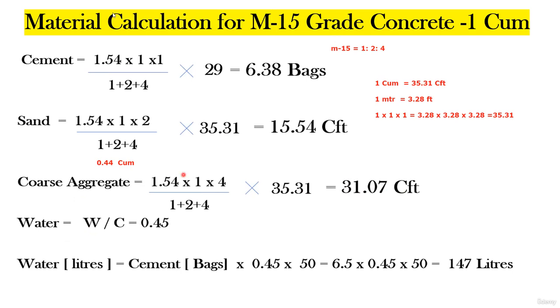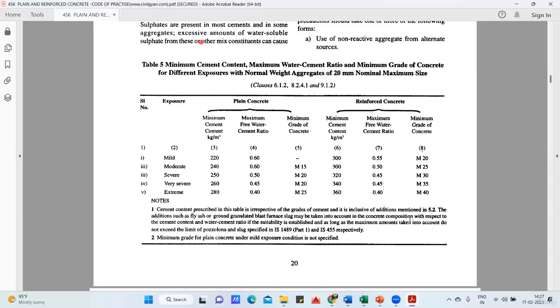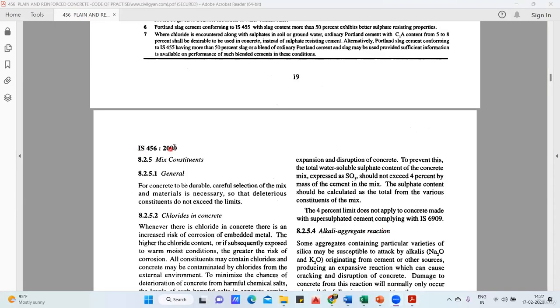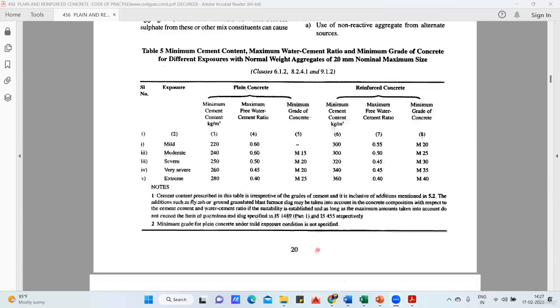So let me show you that. Right now I'm using the IS 456 2000 code book. If you come to page number 20, you can see here for different exposures like mild, moderate, severe, very severe, and extreme, in RCC, they have given the maximum water cement ratio that you're supposed to use. If you're using concrete in a mild condition, maximum you can go up to 0.55. And for extreme condition, the maximum is 0.40. So usually this water cement ratio lies between 0.4 and 0.55. But again, it totally depends on the mix design that you're preparing.